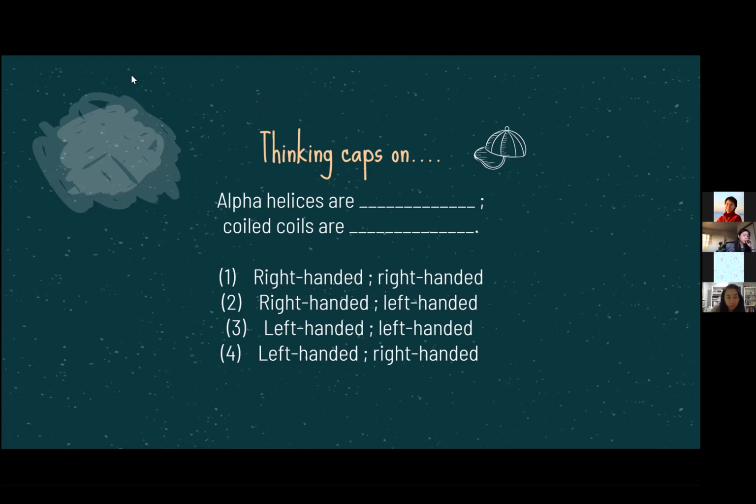First, I just wanted to ask a quick question and see where we are. Alpha helices are either right-handed or left-handed, and coiled coils are right or left-handed. You can just drop the number in the chat. Cool, I'm seeing a lot of twos.